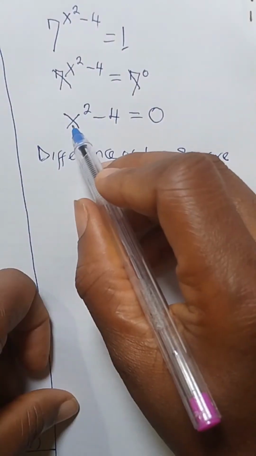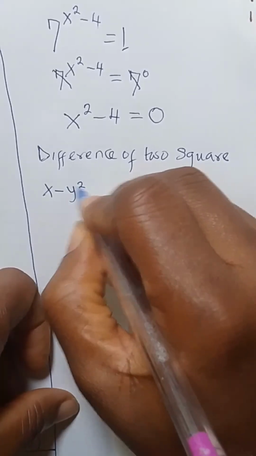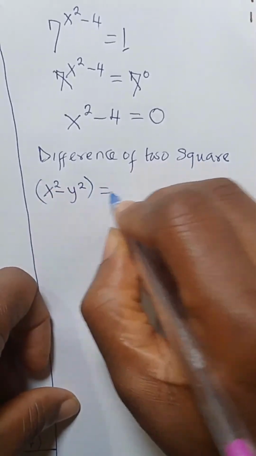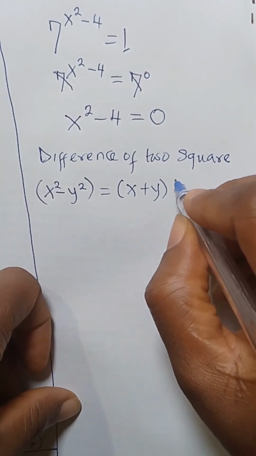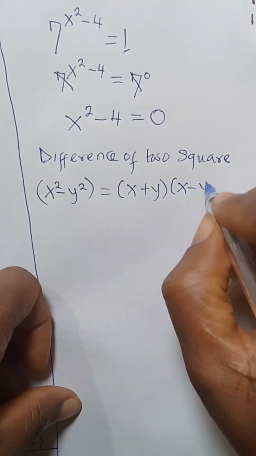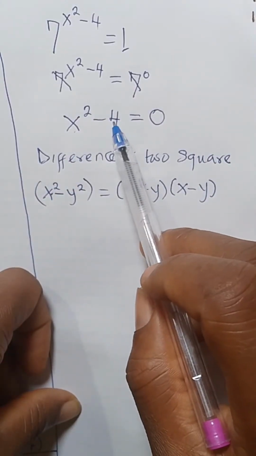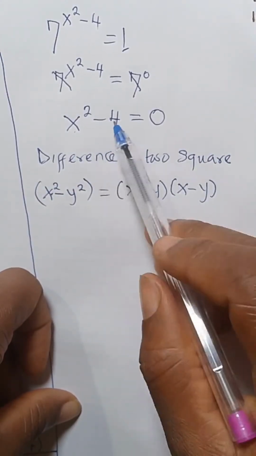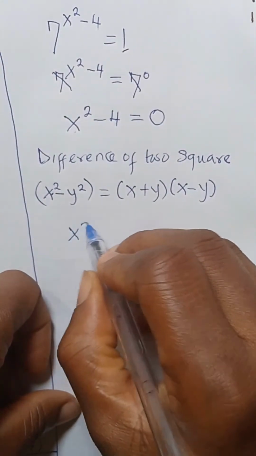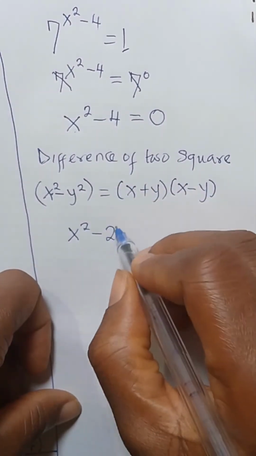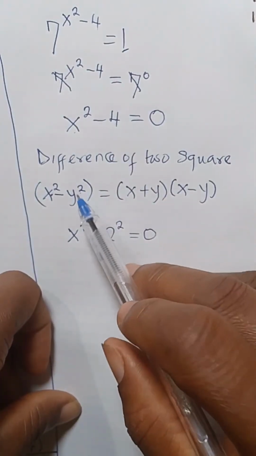Here, difference of 2 squares tells us that x squared minus y squared is equal to x plus y, bracket x minus y. In this equation, our x here is x and our y here is 4. So 4, we need to put it in power of 2, and we know that 2 squared is equal to 4. So we can write it as x squared minus 2 squared is equal to 0. We've succeeded in putting it in this form. So our y here is 2.